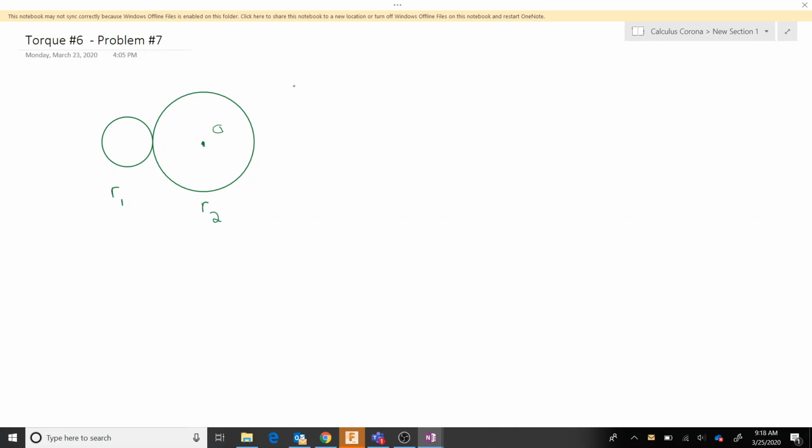I'm going to try to find the moment of inertia of two objects. I'm just going to find the moment of inertia of object 1, add the moment of inertia of object 2, and sum those together to find the total moment of inertia. Since both of these are disks, the moment of inertia of a disk is equal to 1/2 the mass times the radius squared.